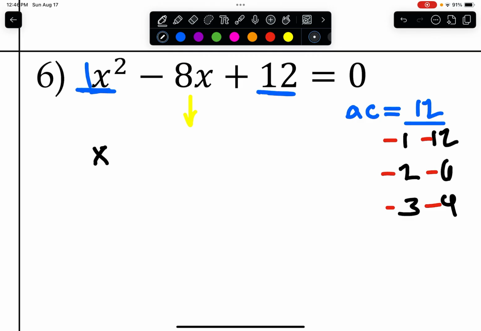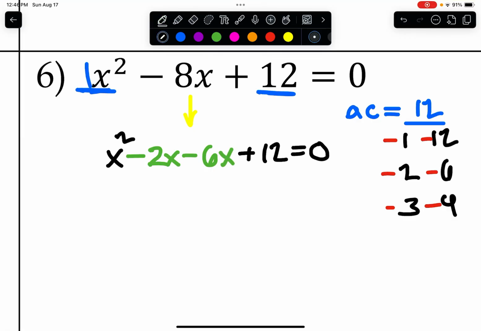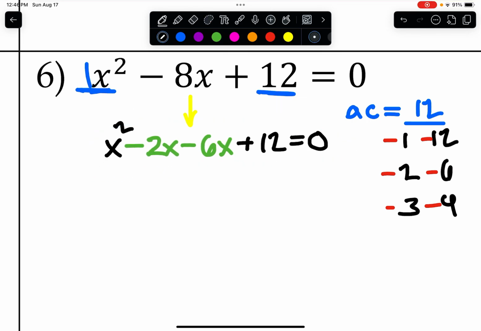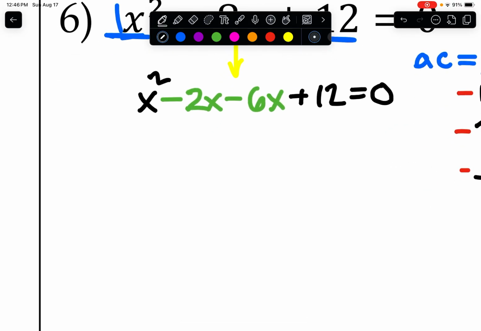So I'm going to have x squared, and then I'm going to change the -8x into -2x minus 6x, and then plus 12 equals 0. So the order in which you write the -2x or the -6x doesn't matter. It would just change one step later on, but it doesn't give you extra steps. It just changes a step.